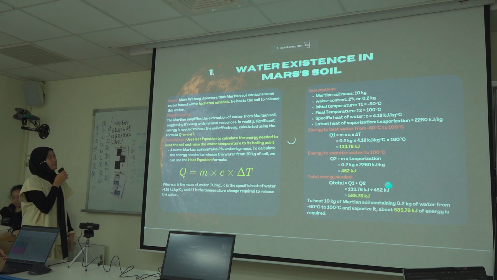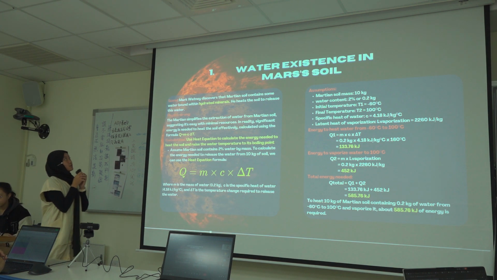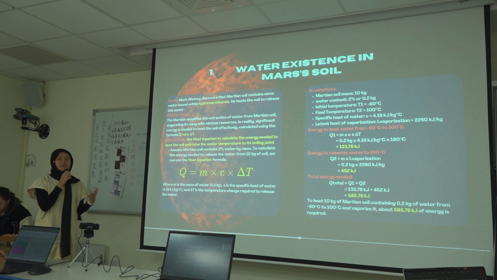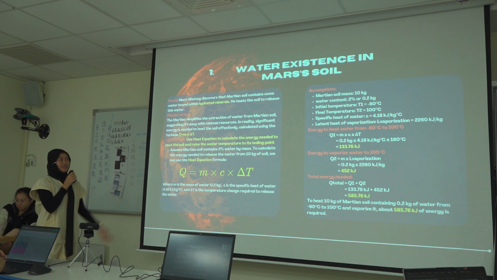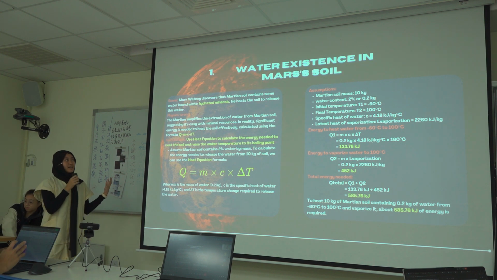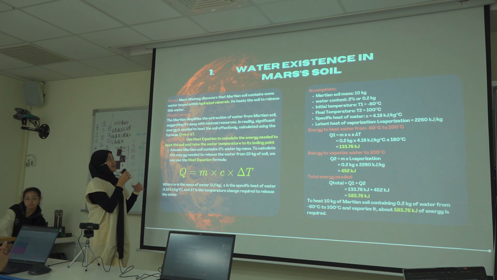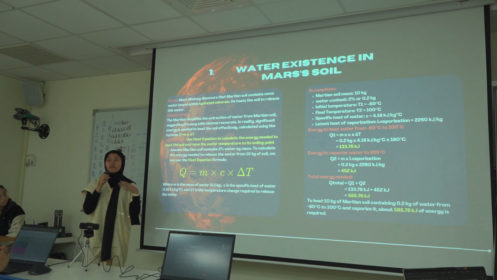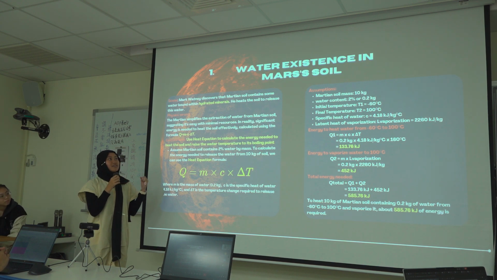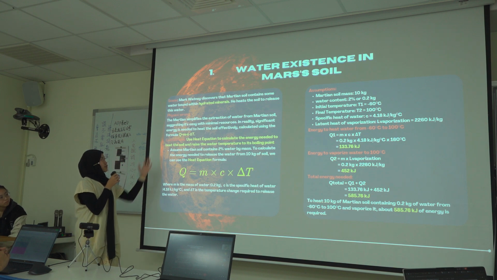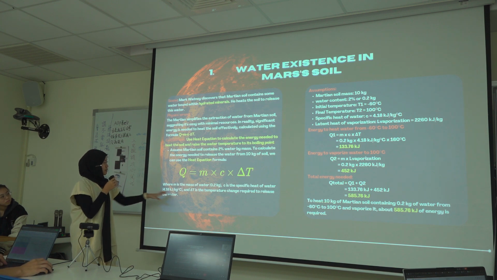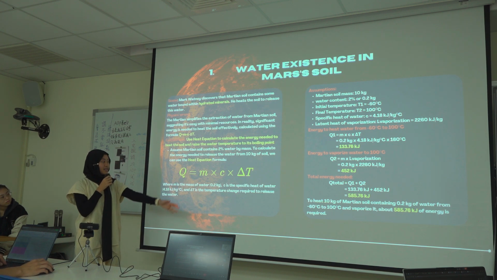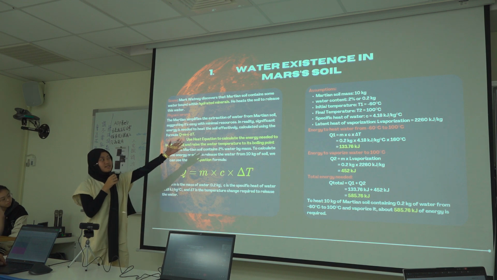So the first problem is whether water exists in Mars soil. The physics issue is that The Martian simplifies the extraction of water from Martian soil. In reality, we have to use more energy and more resources, and we can use this formula: Q equals m times c times delta T, where m is the mass of the water, c is the specific heat of water, and delta T is the temperature change required to release the water. And this is the assumption.